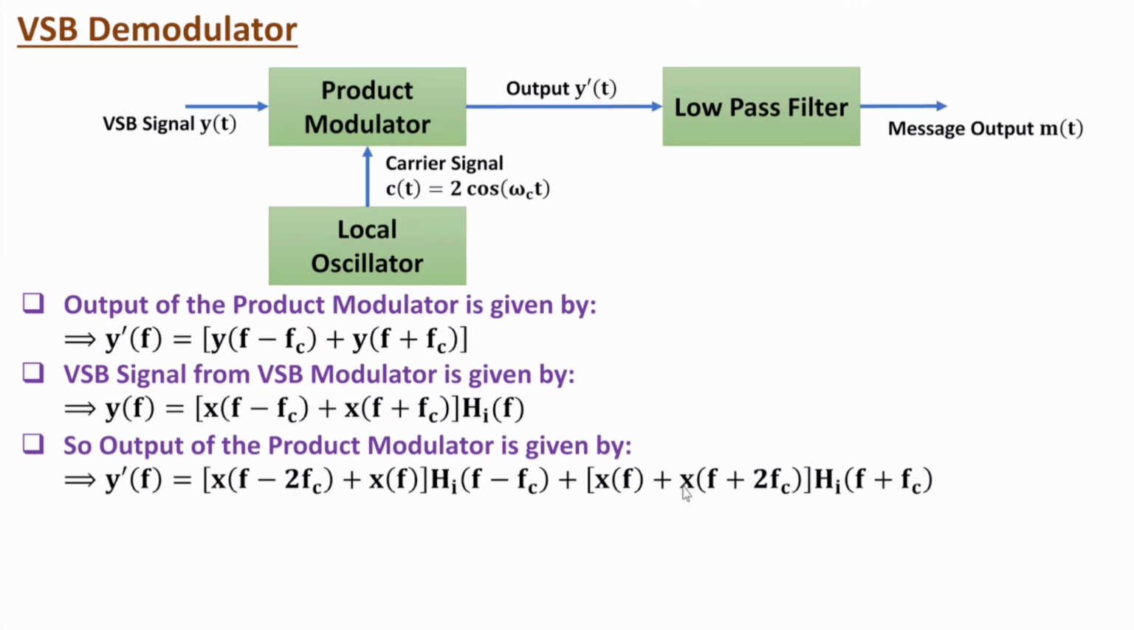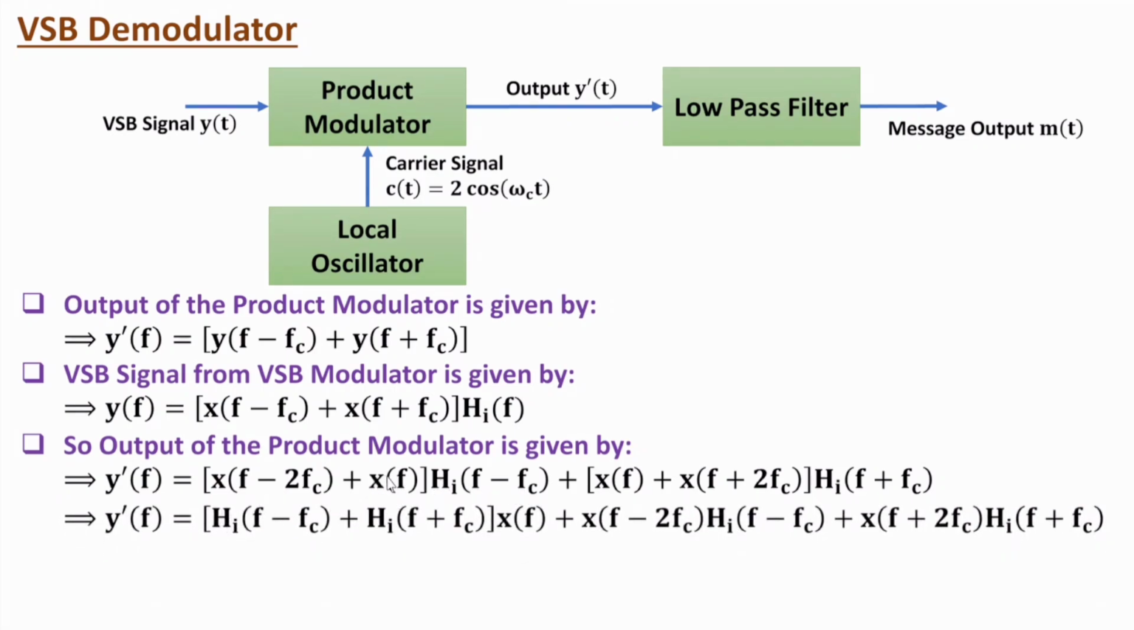Out of these 4 terms, the message signal is X of f, right? And X of f minus 2fc and X of f plus 2fc are higher frequency components. So let me take X of f common. Here you can observe, along with X of f, we have Hi of f minus fc. And over here, along with X of f, we have Hi of f plus fc, right? And you can observe here X of f minus 2fc into Hi of f minus fc is there with us. And over here, along with X of f plus 2fc, we have Hi of f plus fc.